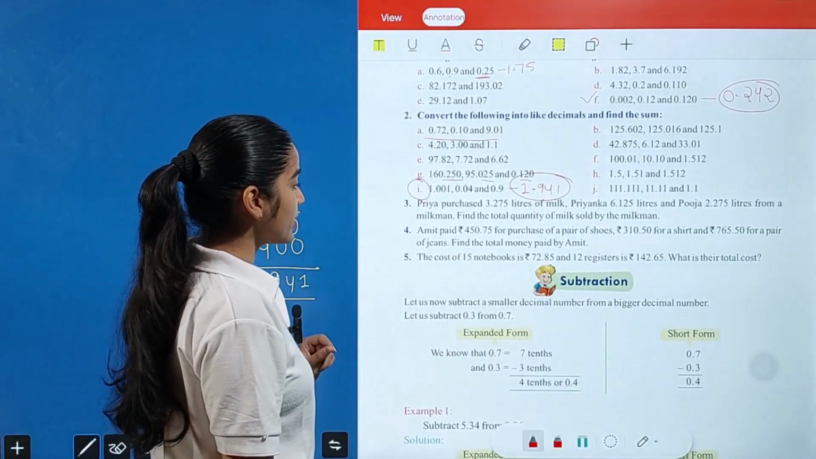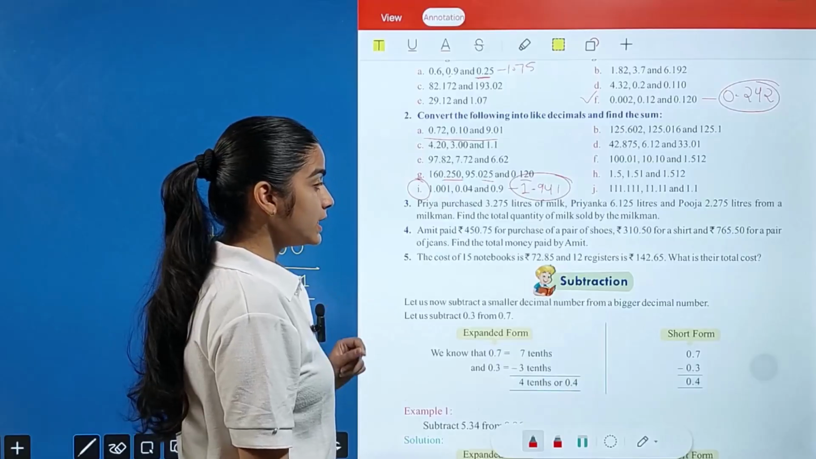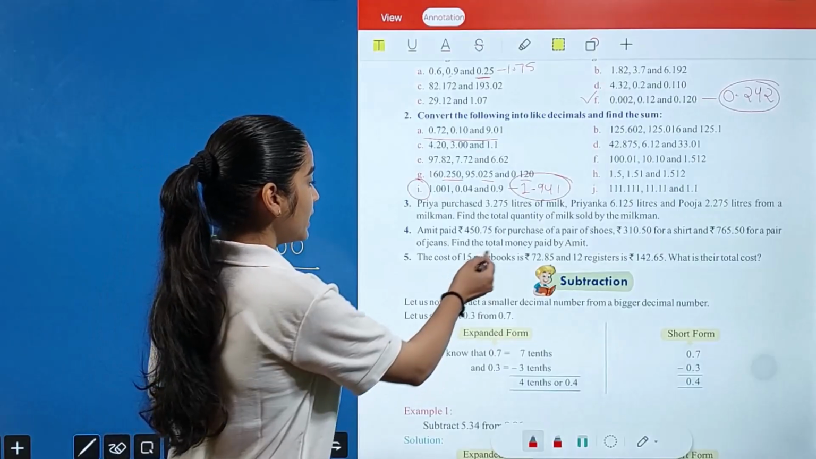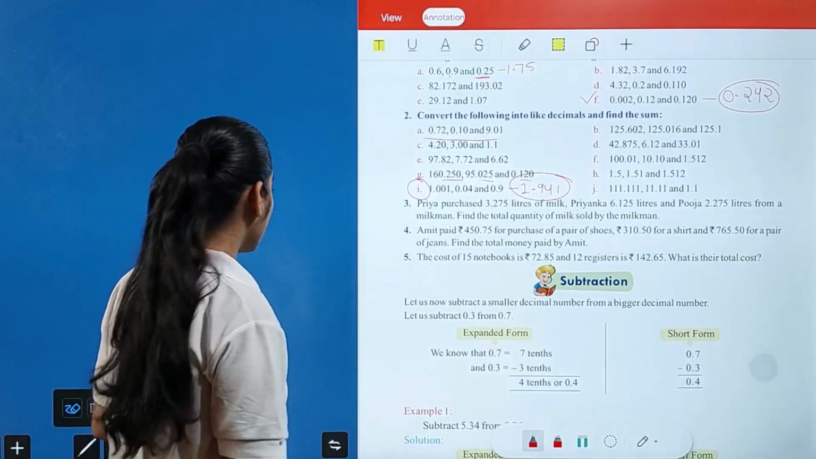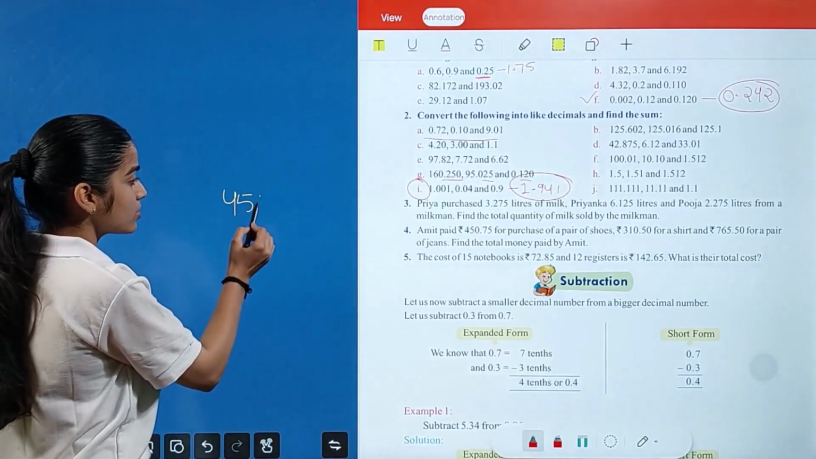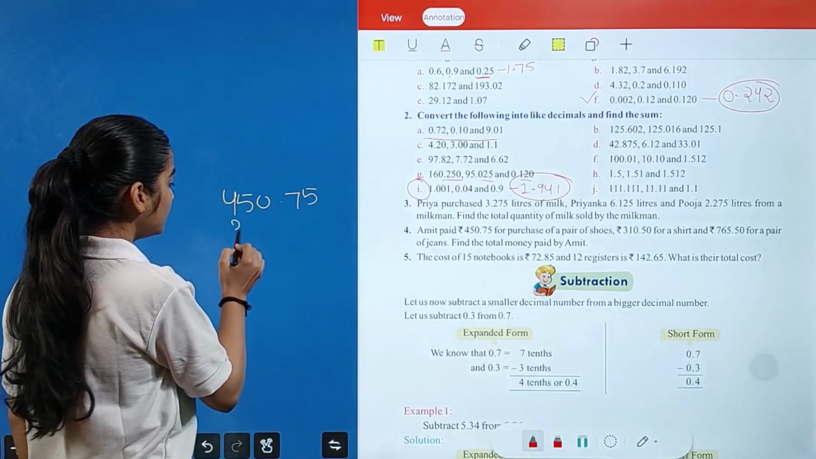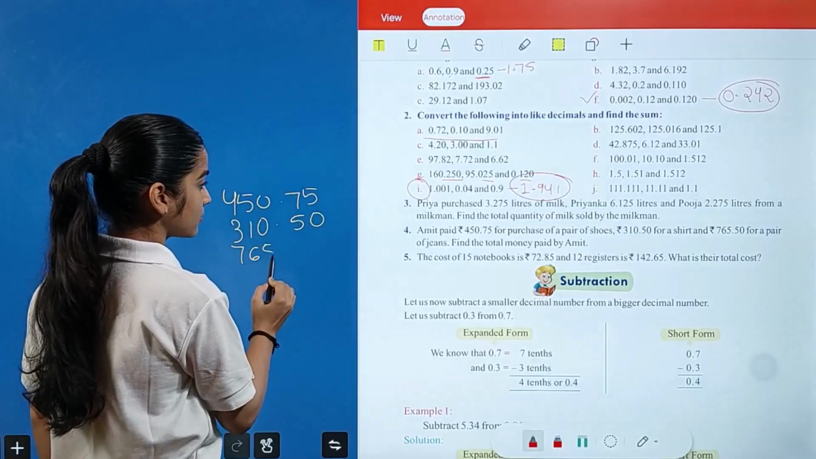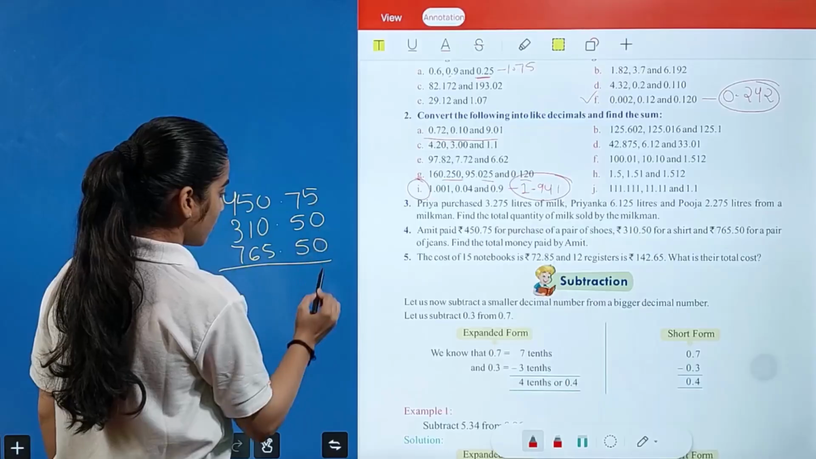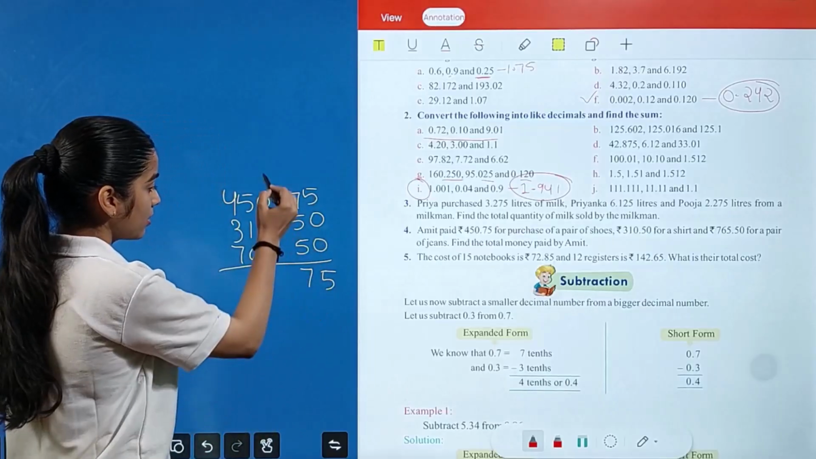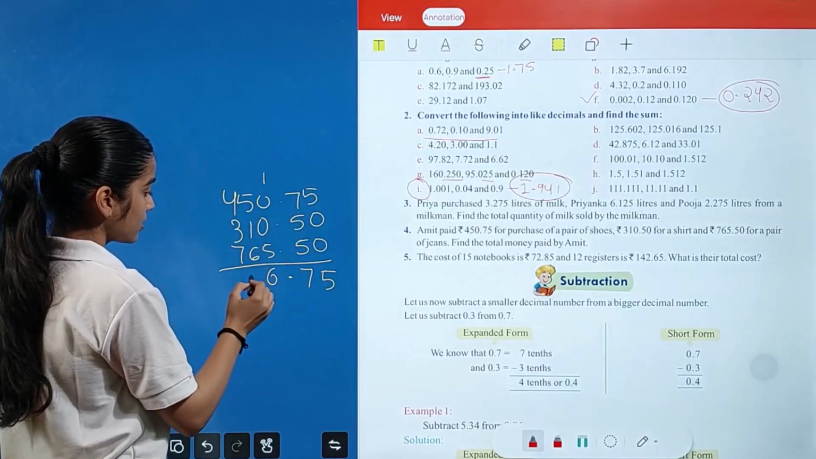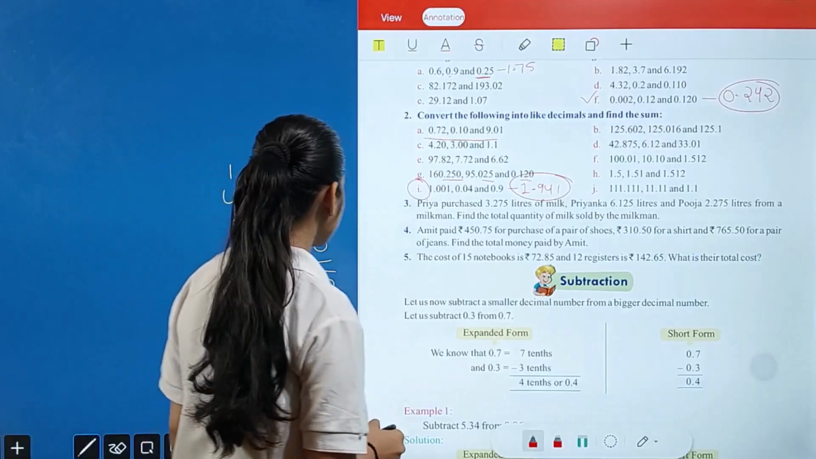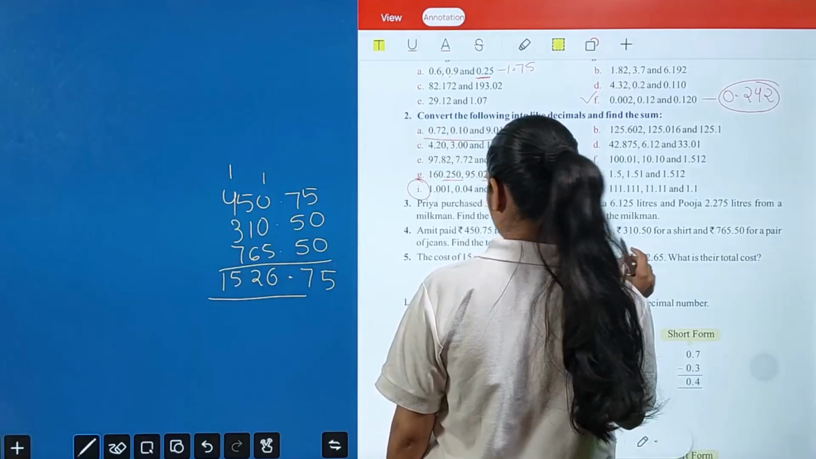Amit paid 450.75 for a pair of shoes, 310.50 for a shirt, and 765.50 for a pair of jeans. Find the total money paid by Amit. So what you have to do, you just have to add these three values together by writing in column. 5, 17, 1, 6, 12, 1 and 15. So 1526.75 is paid by Amit.